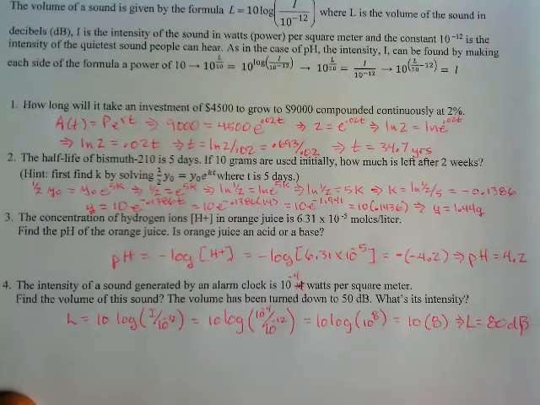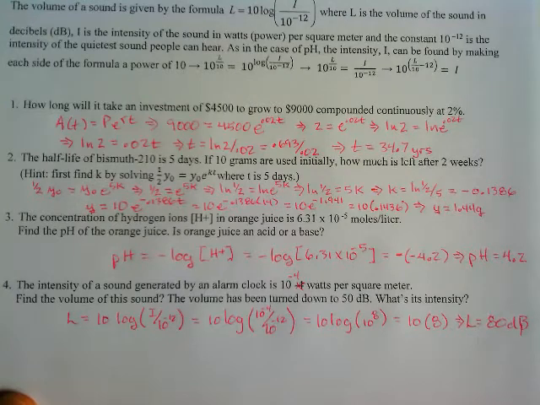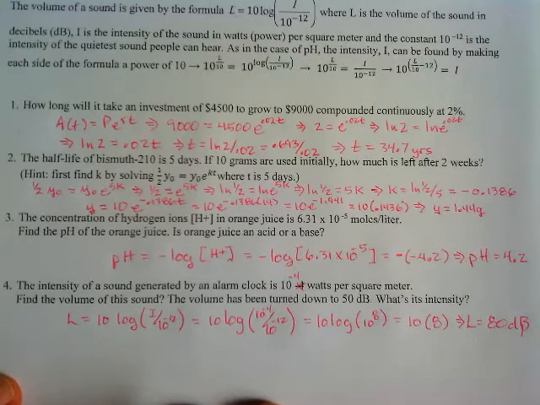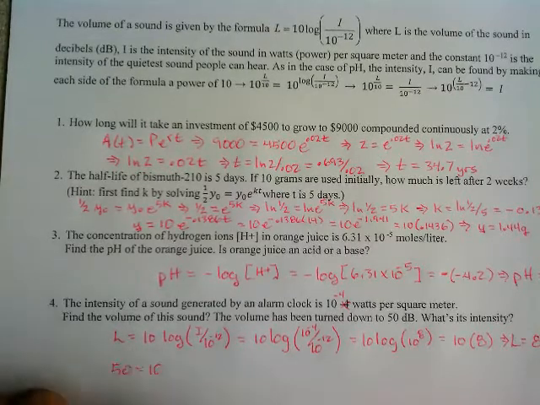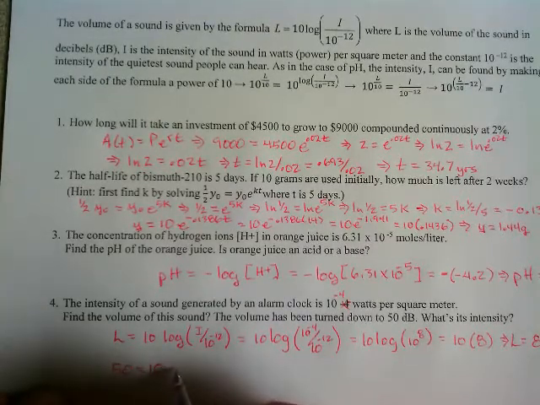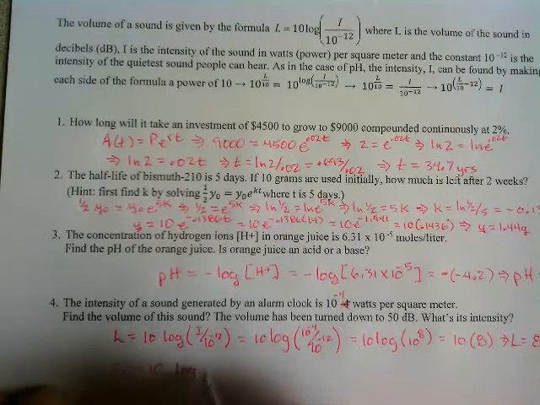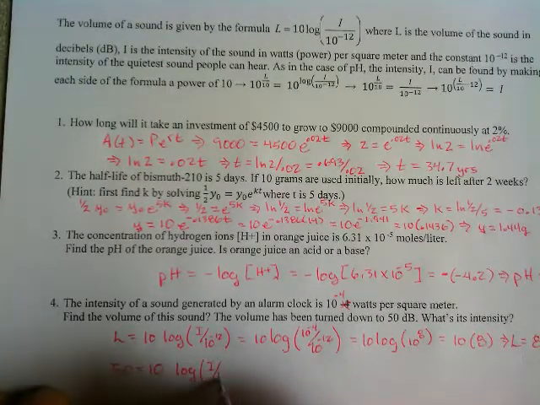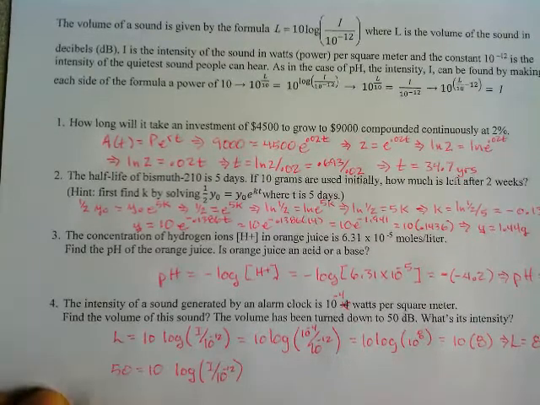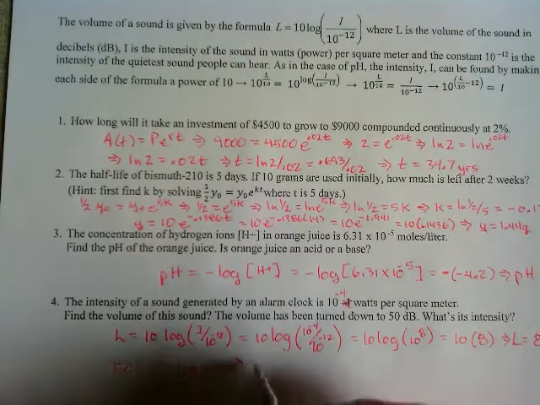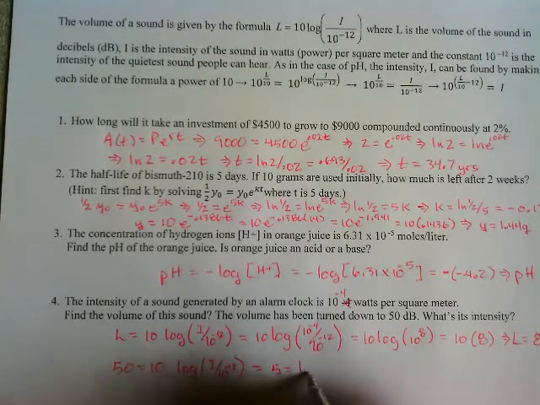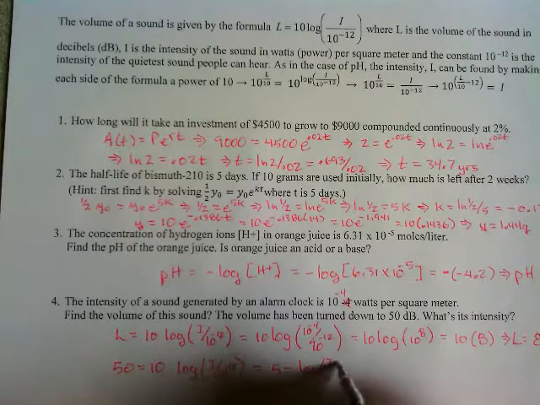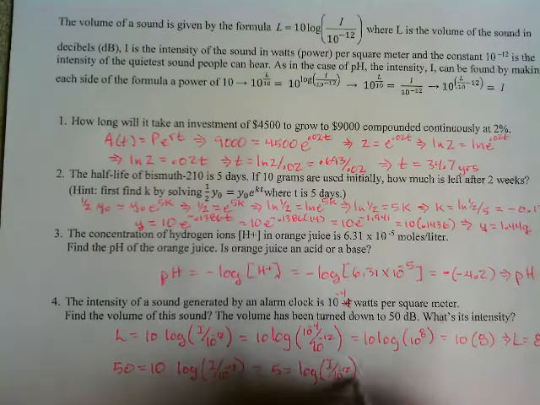Now, we take that sound and we turn it down to 50 decibels, so we want to see how that intensity would play out. We're basically going to go in the reverse direction. So 50 is going to equal 10 log I over 10 to the -12. So now what we're going to do is solve for the I. So dividing both sides by the 10, we have 5 equals log I over 10 to the -12.